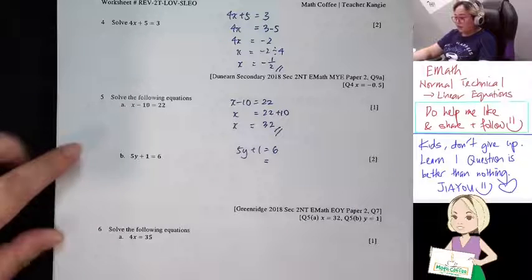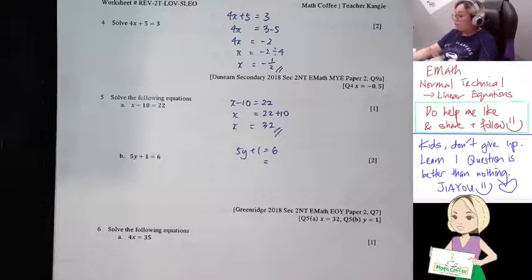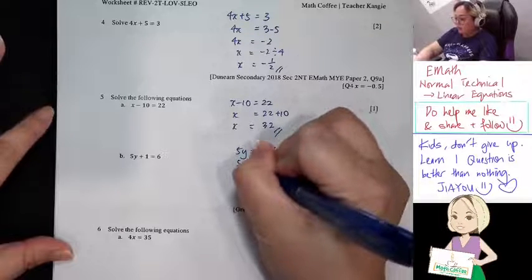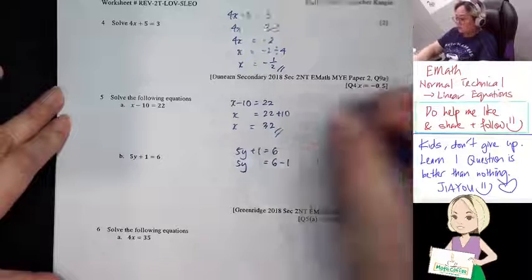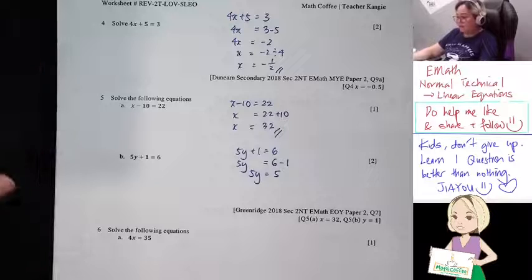Put my equal. Bring the 1 to minus 1. No, you should write those things that you stay first. Okay. So you see 6 remain. 5y remain. The plus 1 bring over, become minus 1. So my 5y equals to 5. Then what's the last step?